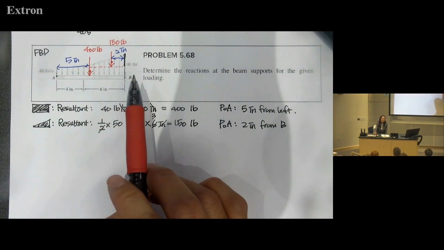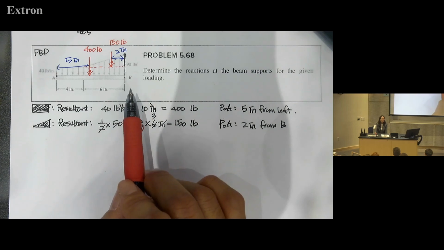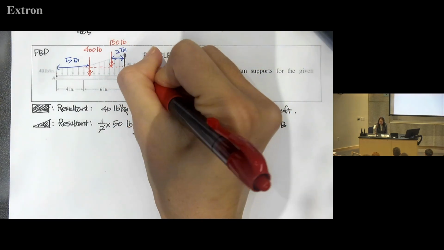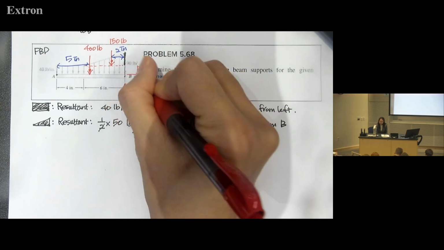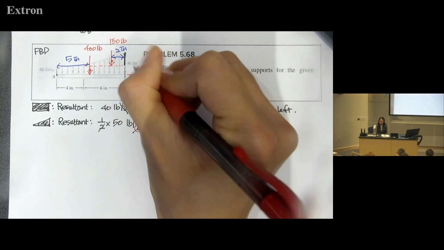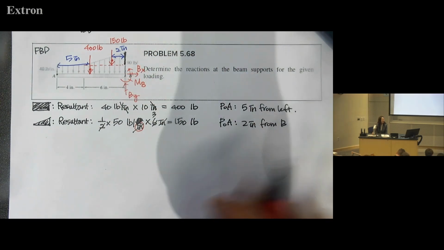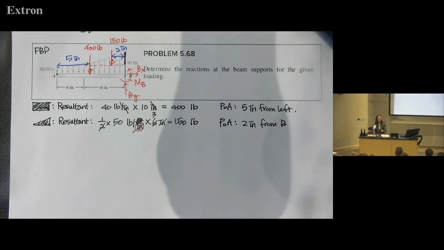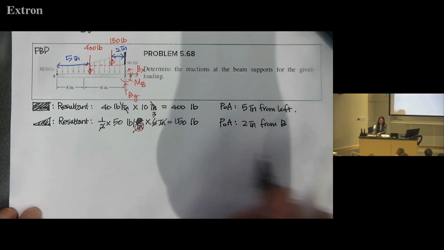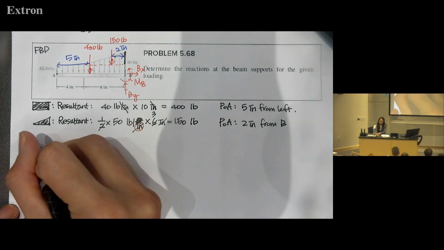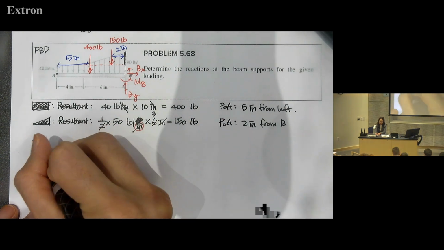So how many reactions do we have? 3, right? So Bx and By, and then moment at B. I use all positive directions. Okay, and with this, we can set up moment equivalent equations.